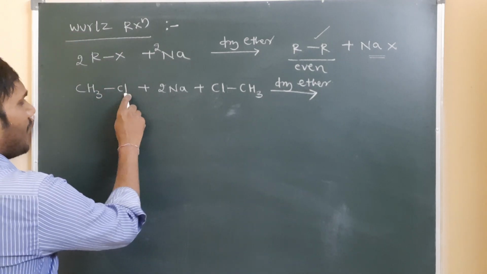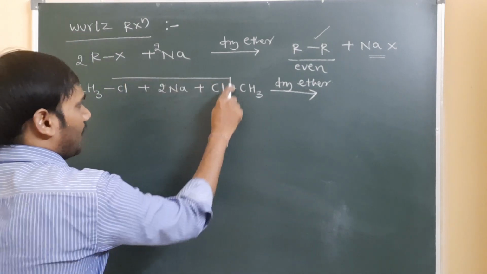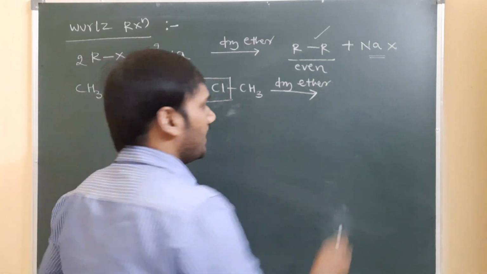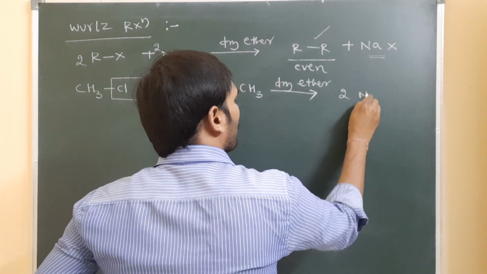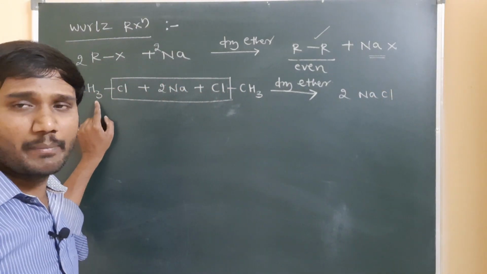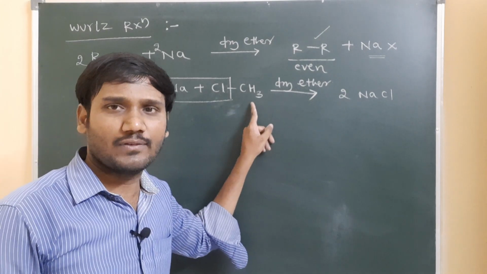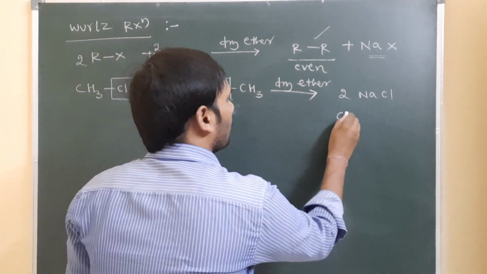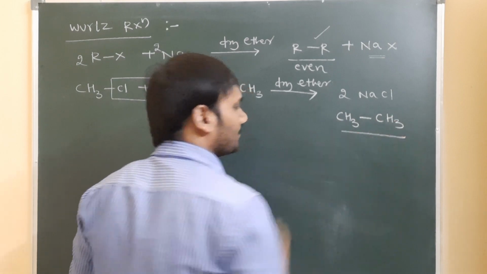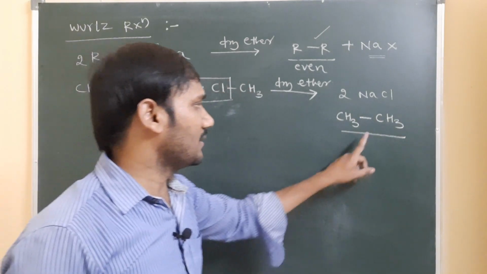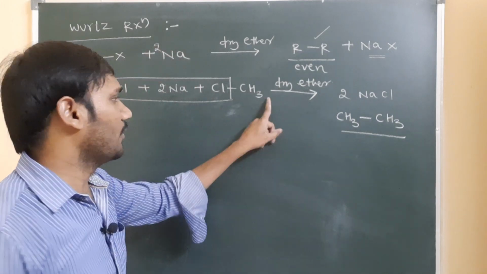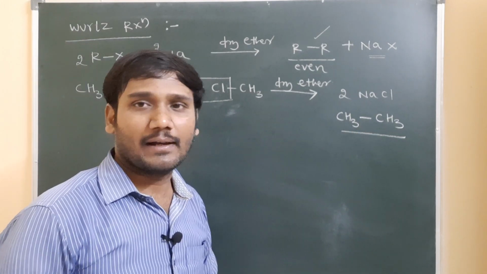So here the 2 atoms of sodium and the 2 atoms of chlorine will be converted into 2 moles of sodium chloride, and the remaining is one methyl group on each side. The two methyl groups will be combined and form ethane. So this is the preparation of the alkane with the help of the Wurtz reaction.